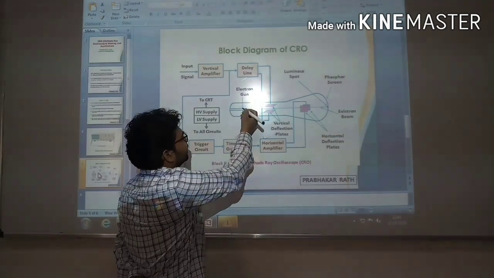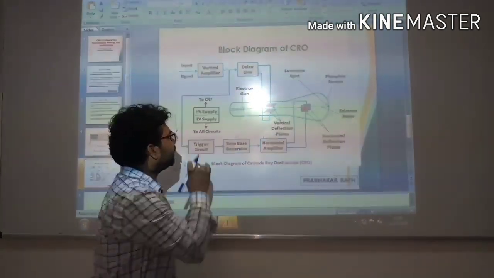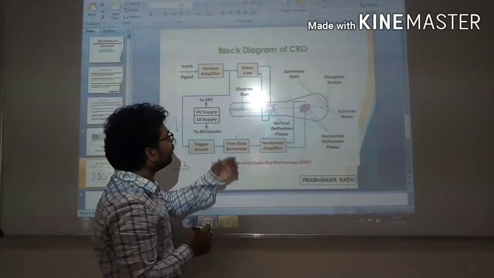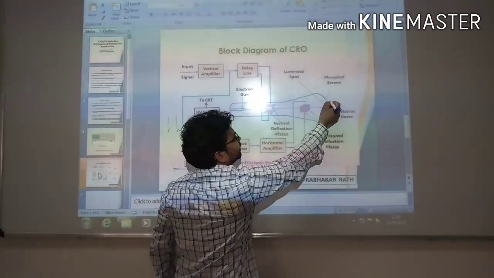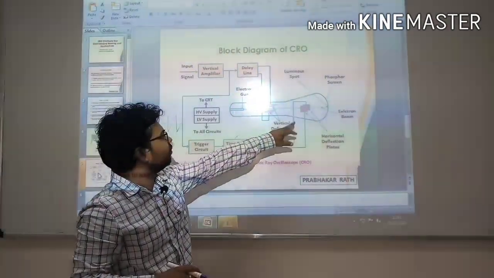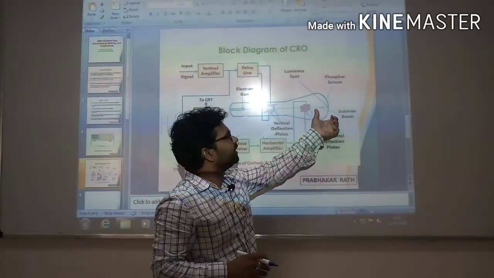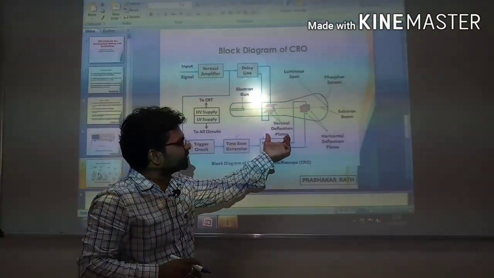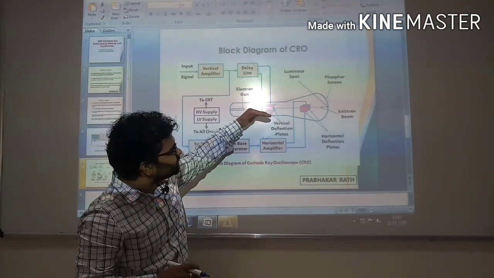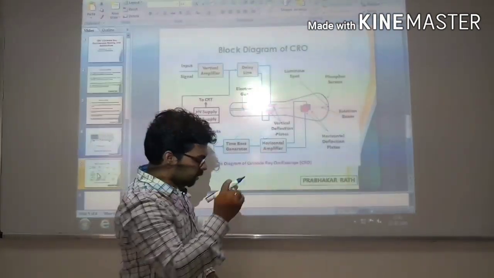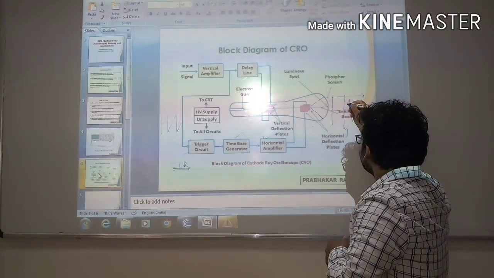An electron gun is present. That electron gun provides electrons by the heat of the cathode. Okay, so by the heat of the cathode, the electron gun provides an electron beam towards the phosphorus screen. This is your phosphorus screen. When the electron beam travels from the electron gun to the phosphorus screen, it travels through the vertical deflection plate as well as the horizontal deflection plate. So, according to our adjustment of the vertical and horizontal deflection plates, the beam goes from the electron gun and reaches the phosphorus screen, and the image is displayed by the screen.